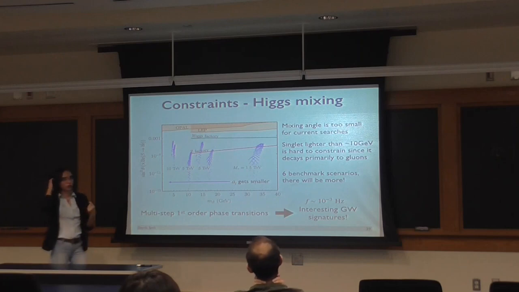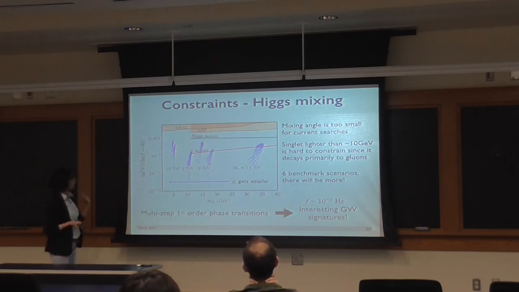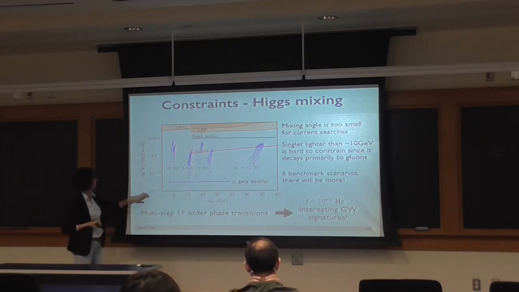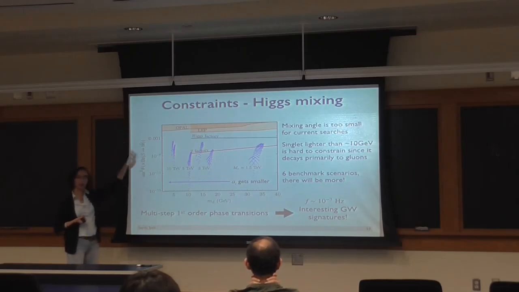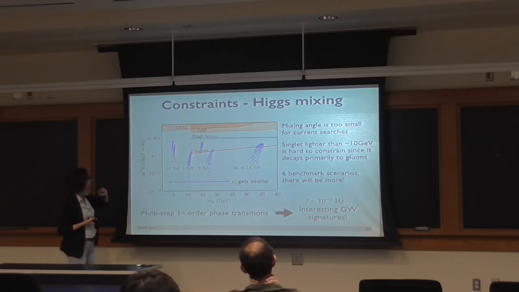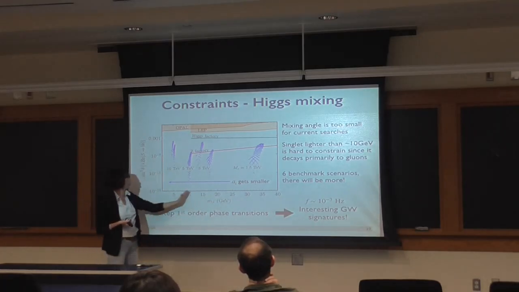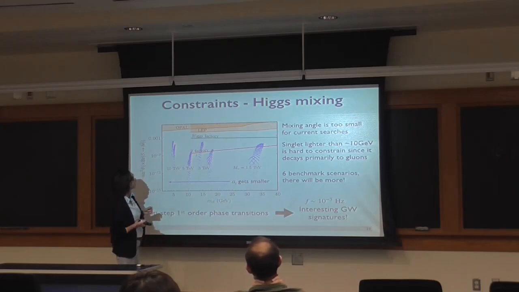Of course, there are other searches for scalars mixing with the Higgs. This is a plot with the singlet mass on the x-axis and the mixing angle theta between the singlet and the Higgs. For some of these points, the mixing angle is multiplied by the branching fraction to b bbar, because some of the searches look specifically for b bbar final states. Of course, this is only available if the singlet is heavier than a b bbar resonance, so only if it is heavier than 10 GeV or so.